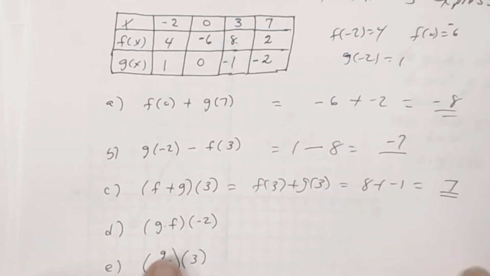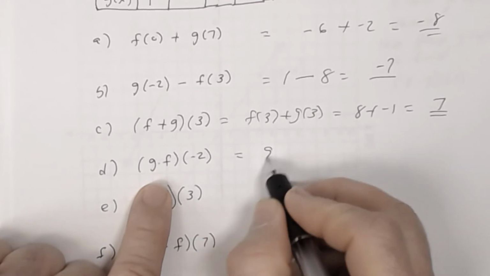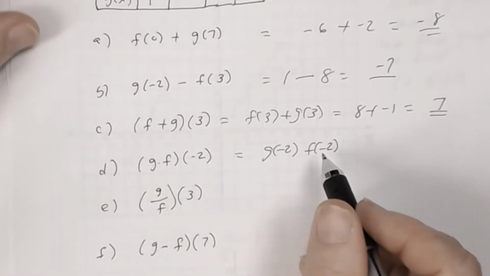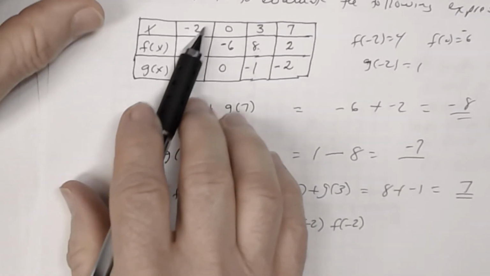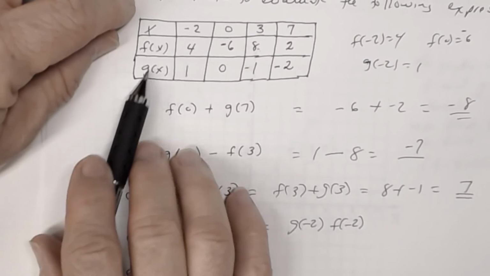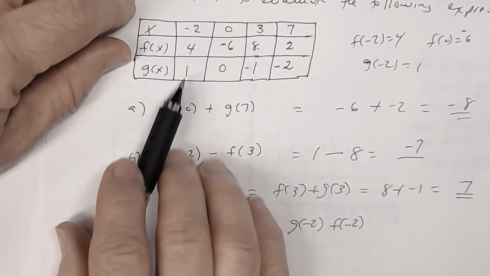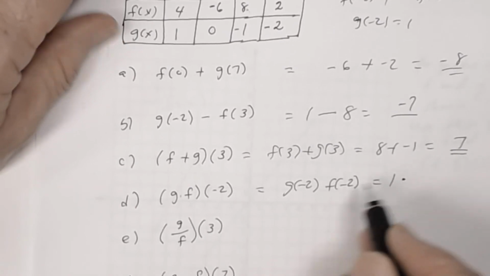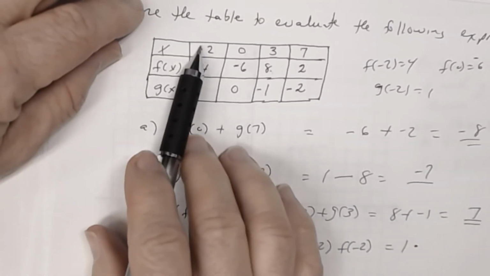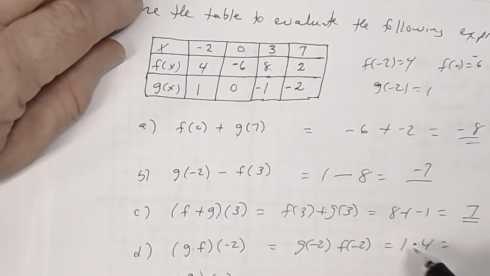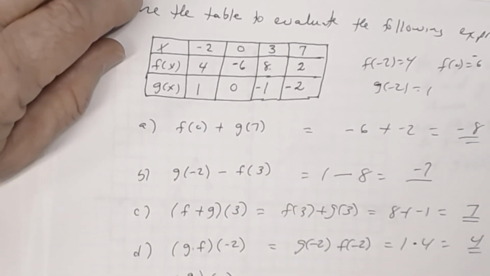Okay, here you want to look at the product. So that means g of negative 2 times f of negative 2. All right, so same thing. You're using x is negative 2 for both. So when x is negative 2, what's g of negative 2? G of negative 2 is 1. Times, what's f of negative 2? F of negative 2 is what? 4. So your answer, 1 times 4 is 4.